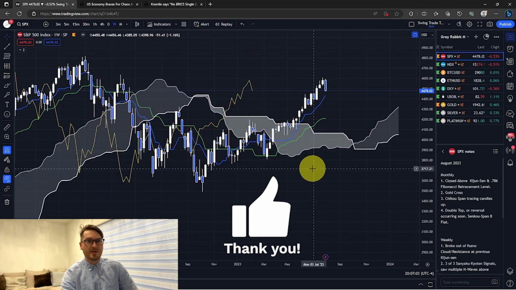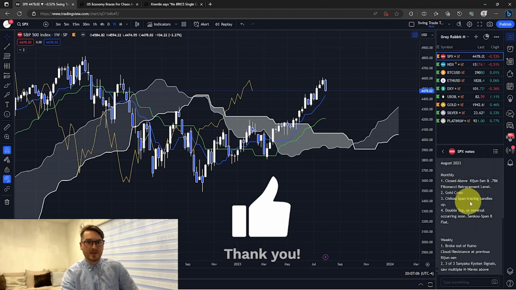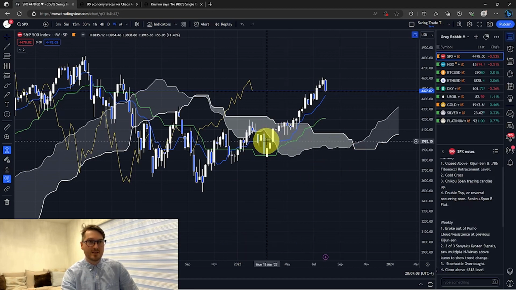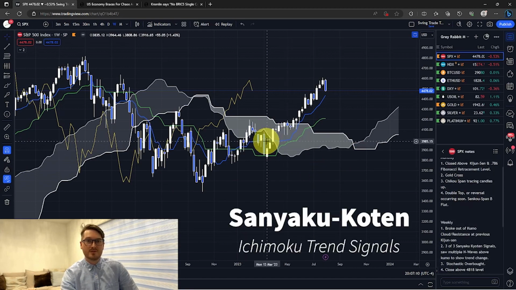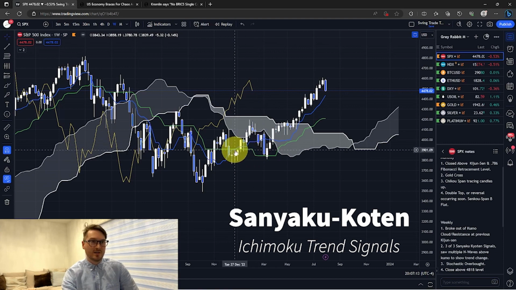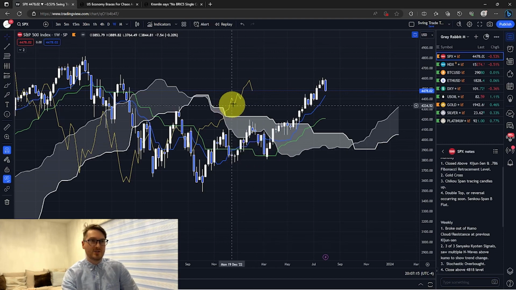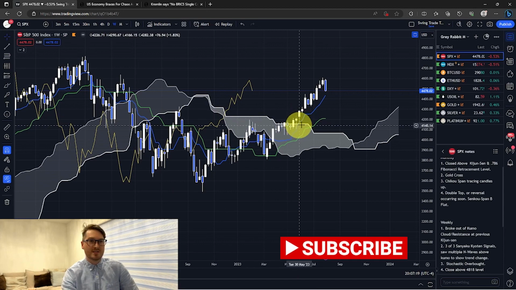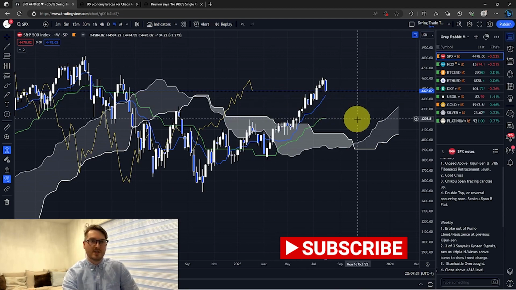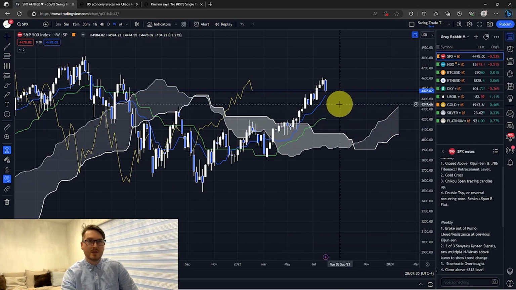Okay guys, so now we're here on the weekly chart, right? So we can see that we had 3 out of the 3 bullish Sanyoku Koten signals, right? We had an Ichimoku gold cross, we had the Chikou span above the candles, and we had price break out of the Kumo cloud past Senkou span B, which is the thick white line here. And we have a series of bullish N waves heading up. So this overall is a bullish market on the weekly chart. The structure of the Kumo is thicker and it's looking pretty good right now.